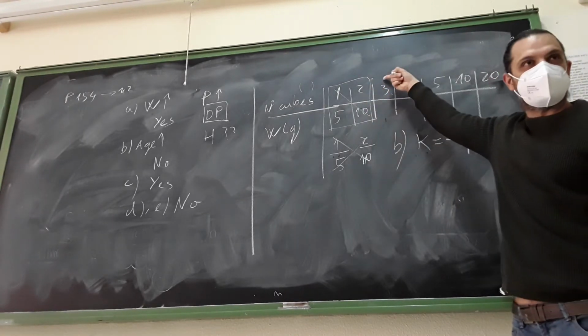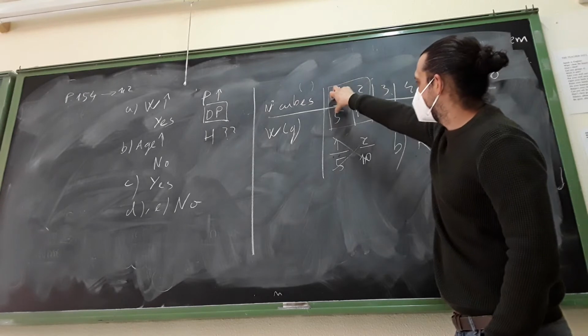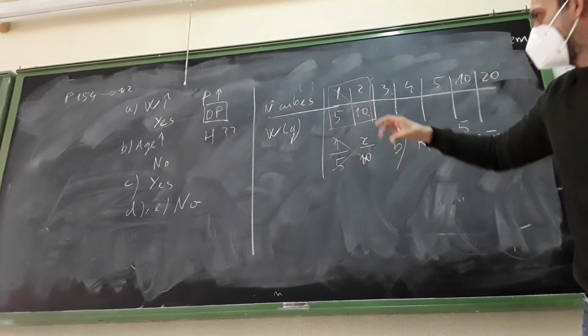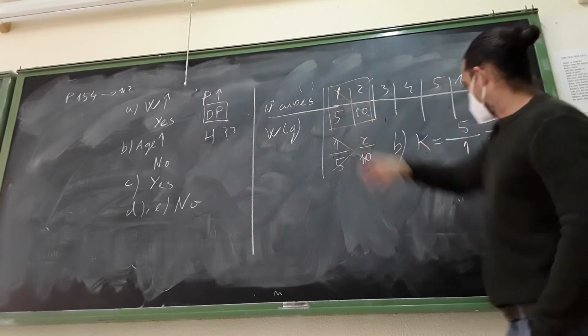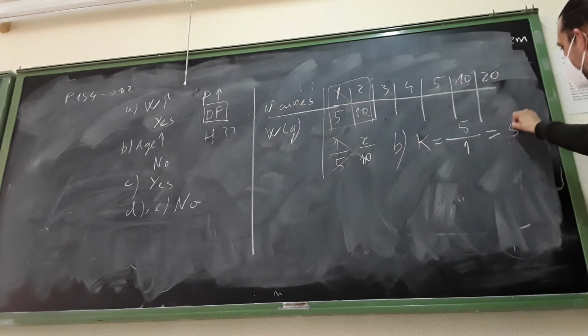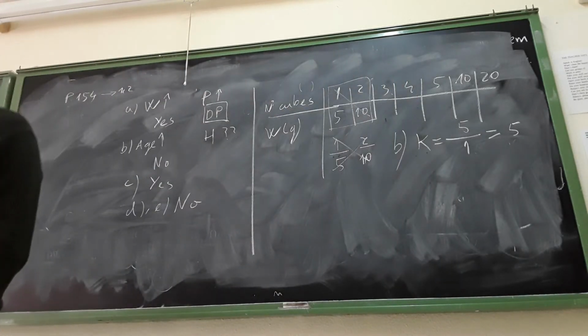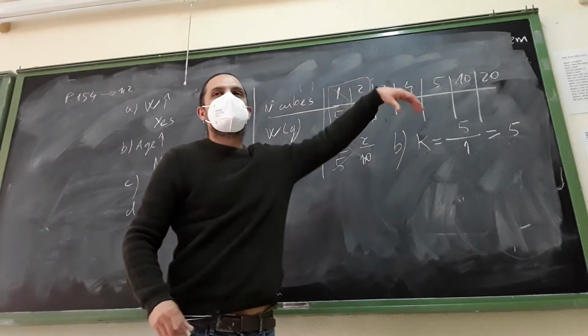or this number divided by this number. We can choose any pair of values. We are going to choose the easier ones, usually the first ones. 5 divided by 1 or 10 divided by 2 equals 5. The constant of proportionality equals 5. And it doesn't matter which pair of values we pick.